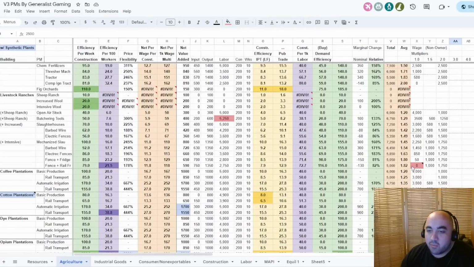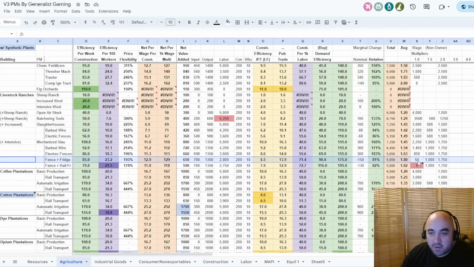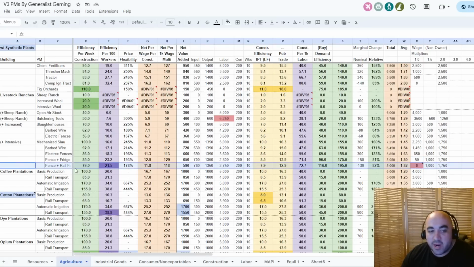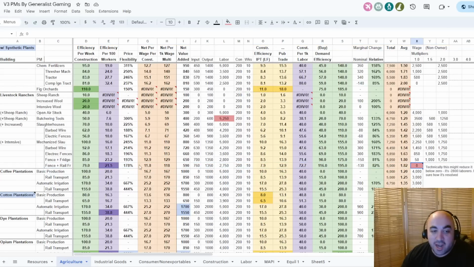Also, we noticed when inputting a lot of these PMs that technically doubling up on some of these PMs actually reduces the amount of labor below zero. For example, fence plus fridge will reduce the number of laborers to 50. Almost all labor-saving PMs specifically reduce laborers and not other types of workers. And then fence plus rail fridge overcomes more than just the remaining 50 workers, so it's not going to be as efficient as fence plus fridge.